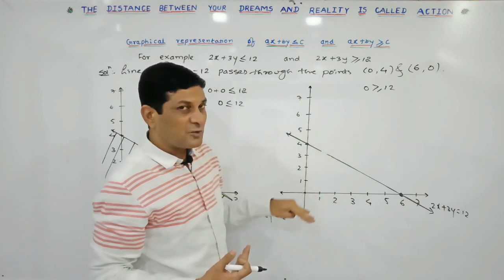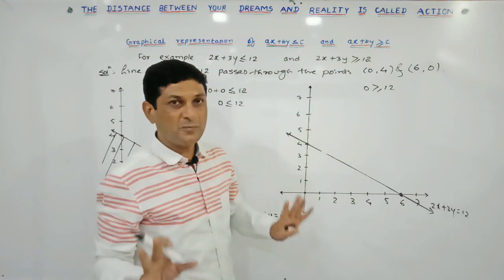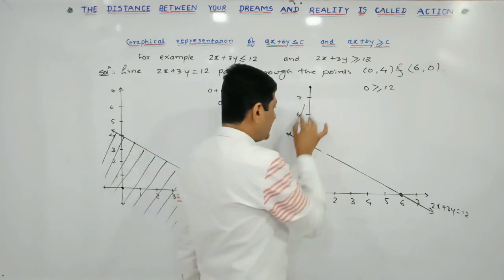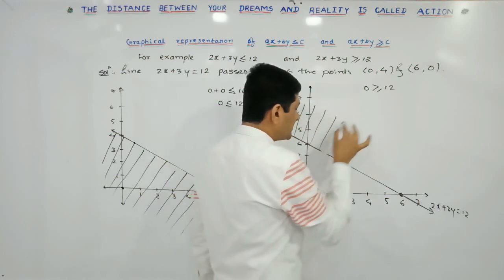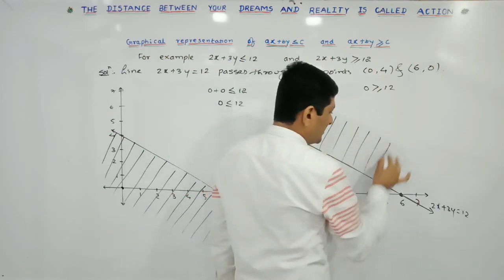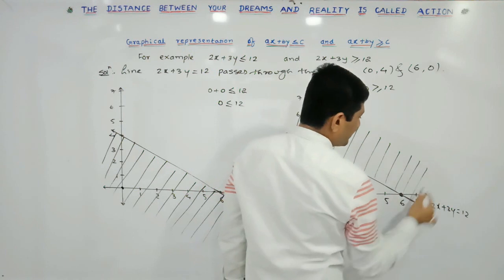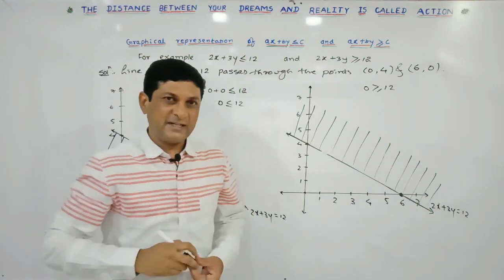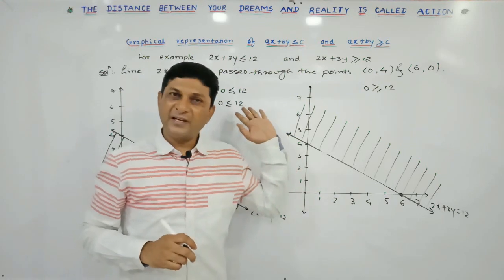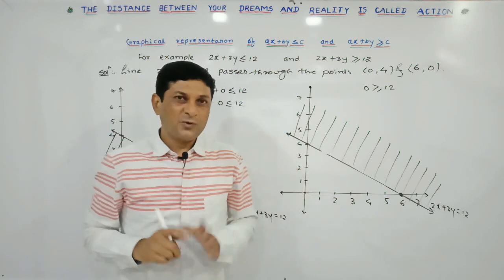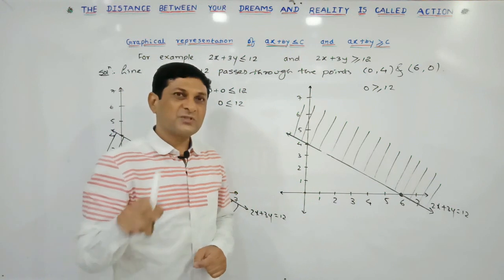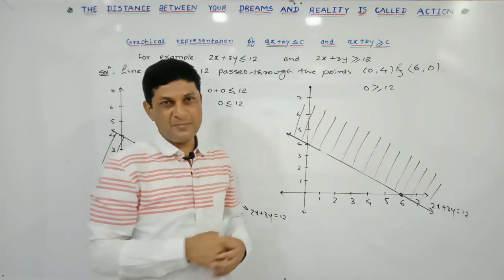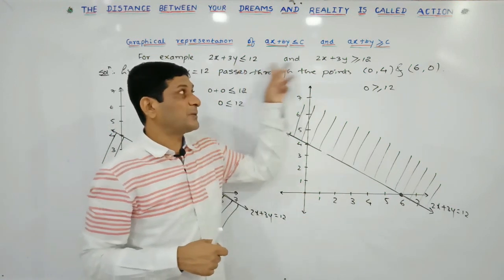That's why we can say that the origin side part will not be the solution set. Means indirectly we can say that the non-origin side part will be the solution set here. In this way, the shaded portion represents what? The solution set of the given expression. So hope the idea about how to find the solution set, or graphical representation, of this expression is very clear to you.